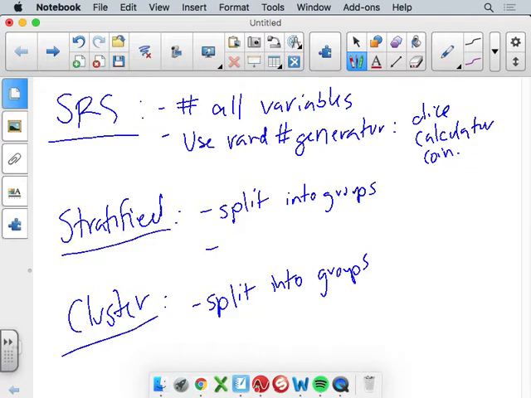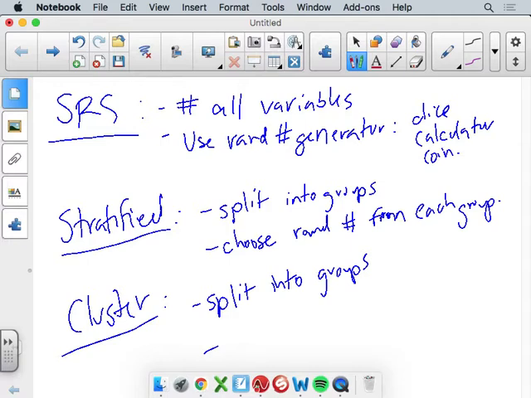So stratified is split into groups and choose a random number from each group.